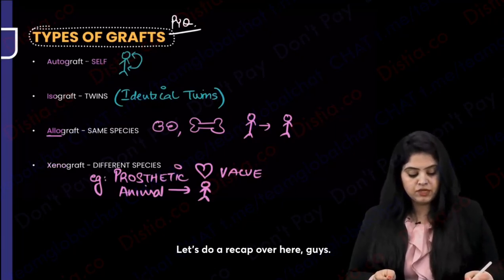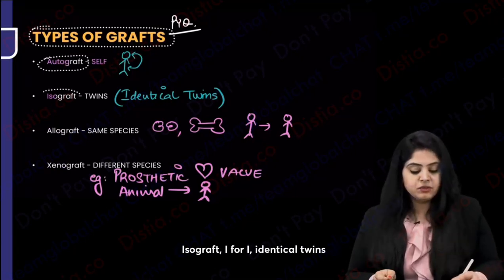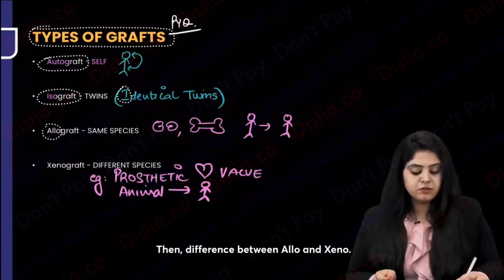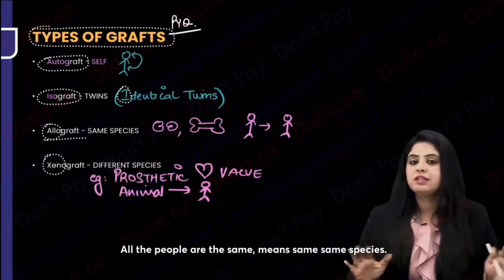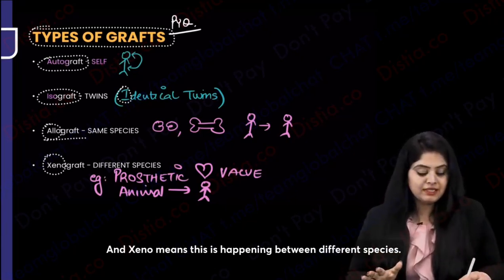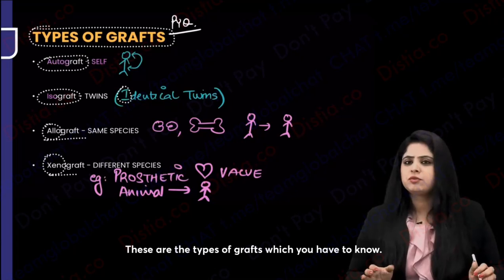Let's do a recap over here, guys. When I'm talking about autograft, auto means self. Isograft, I for I, identical twins is how I have learnt it. Then the difference between allo and xeno. Allo means all the people are the same, same species. And xeno means this is happening between different species. These are the types of grafts which you have to know.